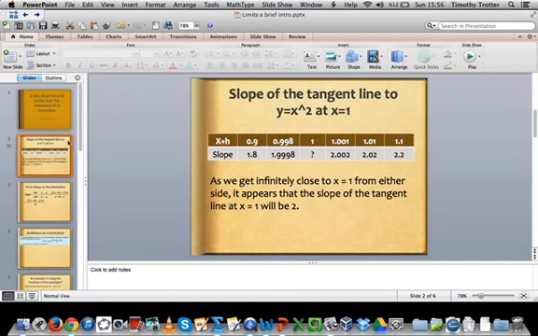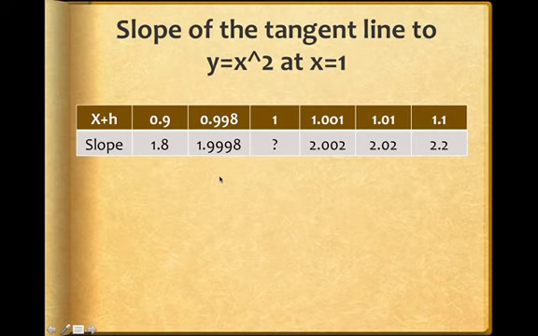Take a look at this data. We can plot it in this table. So for changing values of x, if we move a little bit to the left, a little bit to the right of x equals 1, we can find the slope of the secant lines. Here are the various slopes. As we come closer to 1 from the left, it looks like these numbers are getting closer and closer to 2. As we come from the right, it looks like we get the same phenomenon.